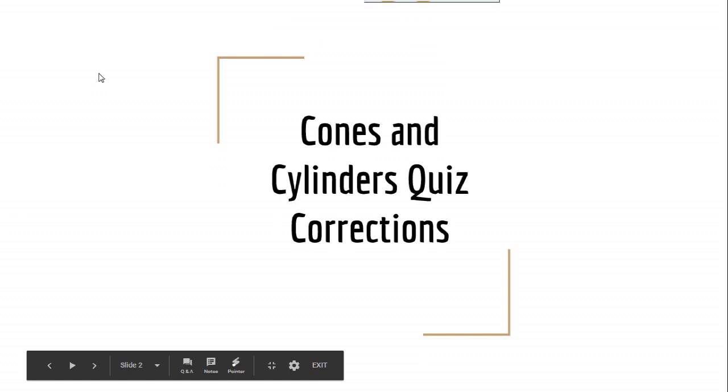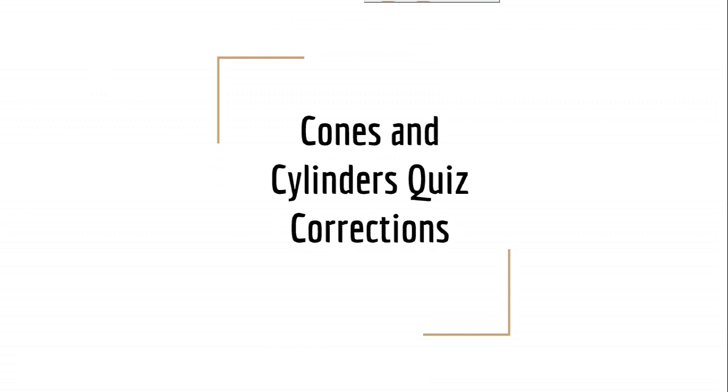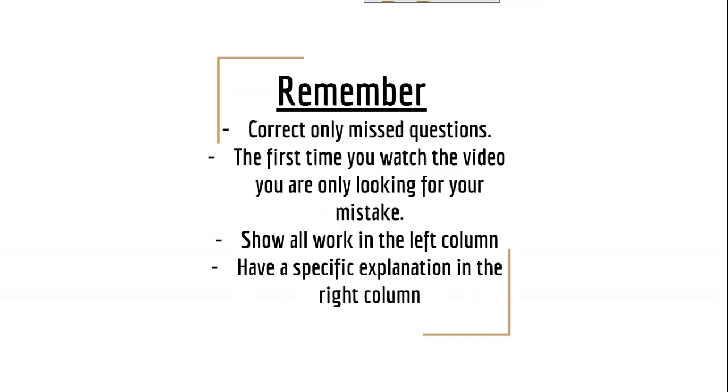We're going to go ahead and go through our quiz corrections for our quiz over cones and cylinders. A couple things to remember. First of all, you only have to correct your missed questions. Second of all, the first time you watch the video, you're not writing anything down, you're just looking for your mistake. So the whole first time you watch your question, you're looking for your mistake, then you go back and rewatch it once you've actually found what your mistake is.